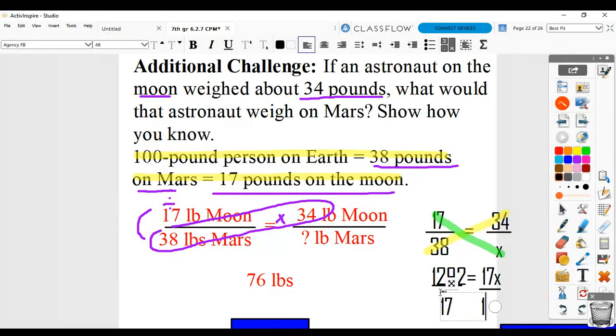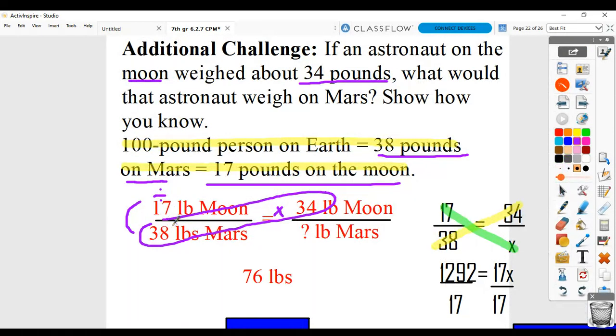So my point is that is why we do that method of multiply these two diagonally and then divide by the third. Because you end up taking what we got as a product when we multiplied these two diagonally and dividing it by the 17. Again, this creates a giant 1, and 1,292 divided by 17 gives us 76 pounds.